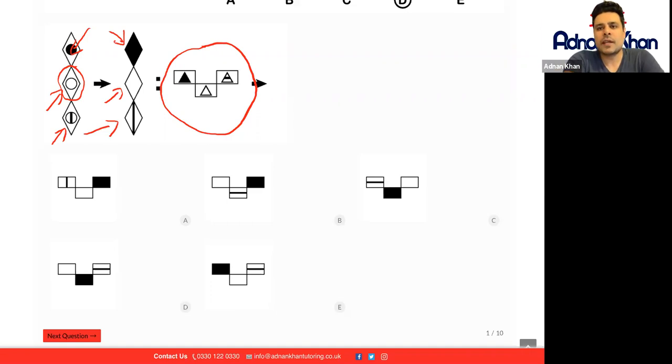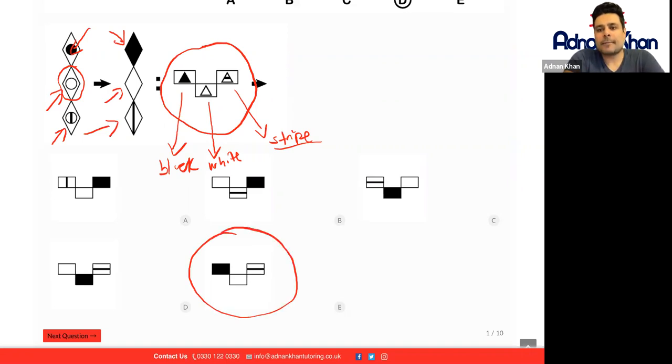So what we're looking for here is a rectangle that becomes black. We're looking for a rectangle that becomes completely white. And we're looking for a rectangle that has a stripe in the middle. Which one do we think that could be? A, B, C, D, or E? I would go for this particular shape here, because that becomes black, this one becomes white, and then you have the stripy one.